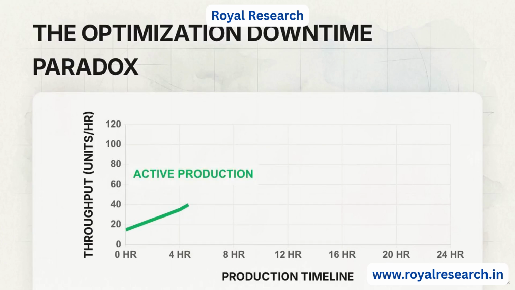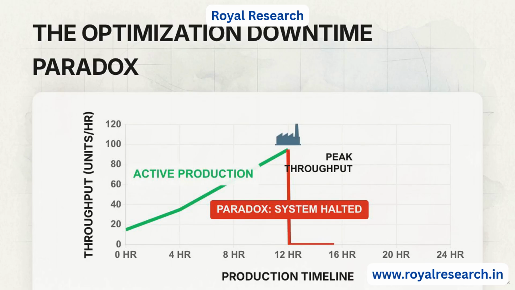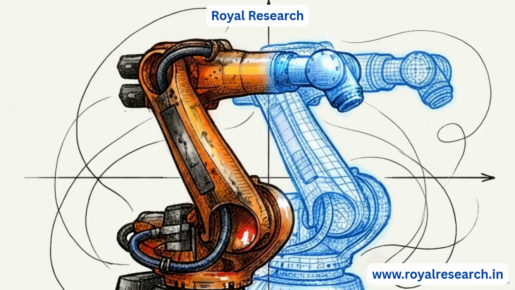The core objective of optimizing a manufacturing process is to increase throughput and efficiency. Yet, to achieve that optimization, plant managers are forced to halt the exact production line they are trying to improve. The solution to this bottleneck lies in abstracting the control layer away from the physical hardware.